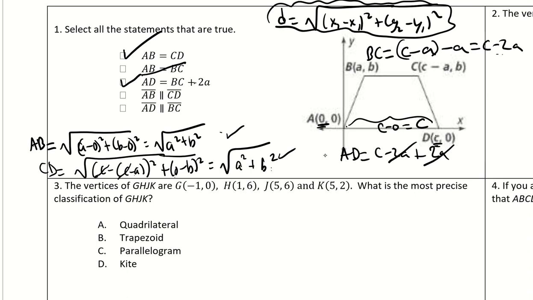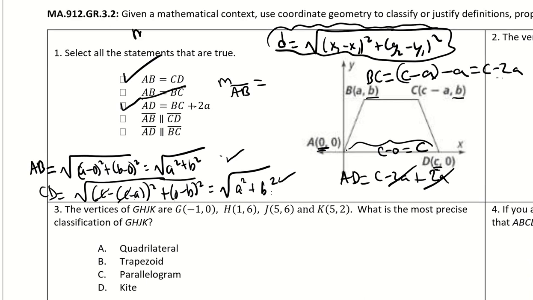And then finally, we're going to see, are they parallel? Is AB parallel to CD? Let's find out. So let's do the slope of AB. Remember, slope is rise over run. So in this case you've got to subtract the y coordinates. So let me write the slope formula. y2 minus y1 over x2 minus x1. Okay. So we got b minus b. Those are the two y coordinates.